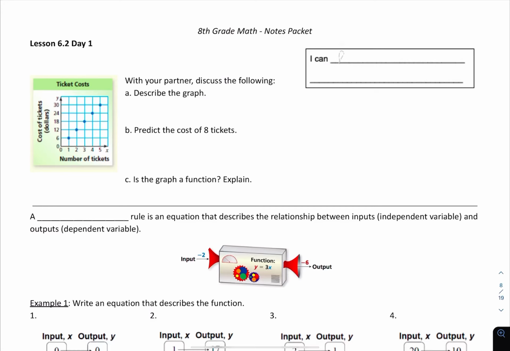Today's objective is to write function rules. So I can write function rules. We'll do this first warm-up part together.